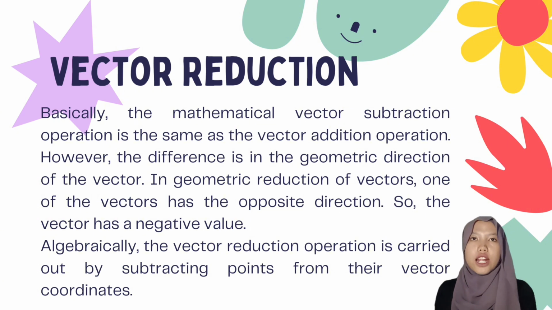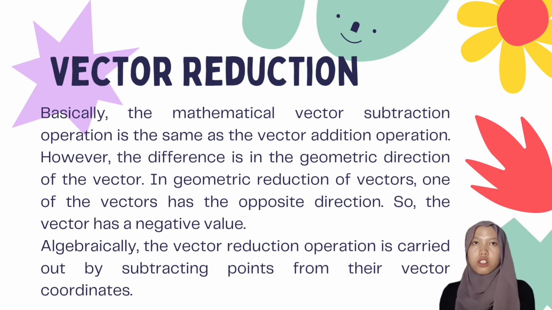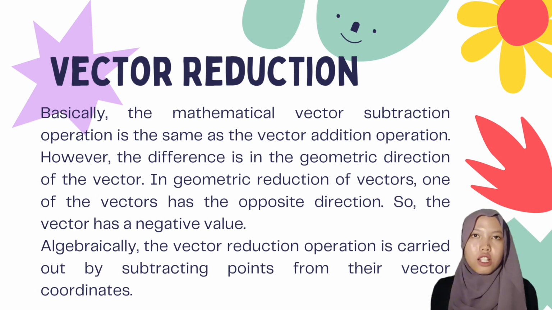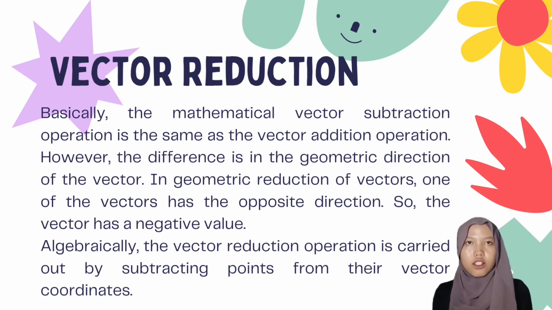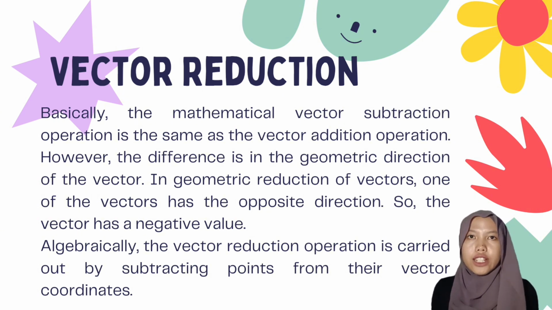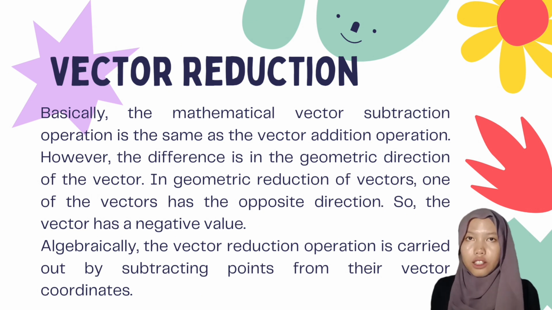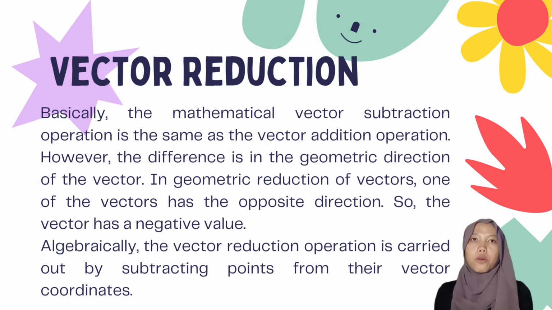However, the difference is in the geometric direction of the vector. In geometric reduction of vectors, one of the vectors has the opposite direction, so the vector has a negative value. Algebraically, the vector reduction operation is carried out by subtracting points from their vector coordinates.